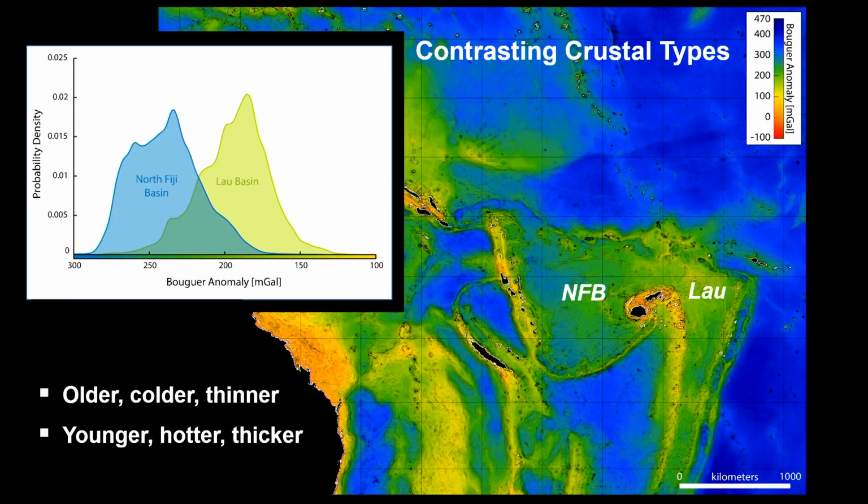But it's more complicated than that, or at least it's more sophisticated than that. And this is an example of the Bouguer gravity compilation that Chris has done. It shows the very different Bouguer anomalies associated with the Lau Basin crust and the North Fiji Basin crust. Basically older, colder, thicker crust in the North Fiji Basin, and younger, hotter, thinner crust in the Lau Basin.